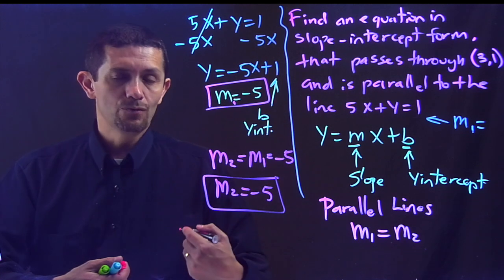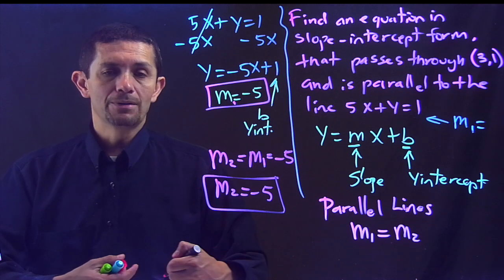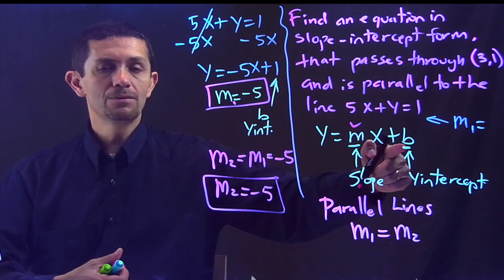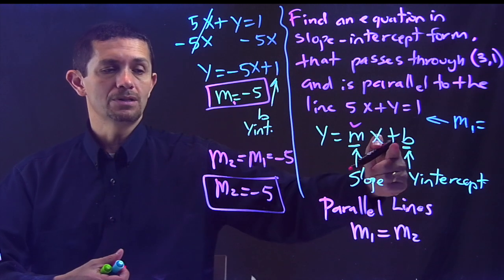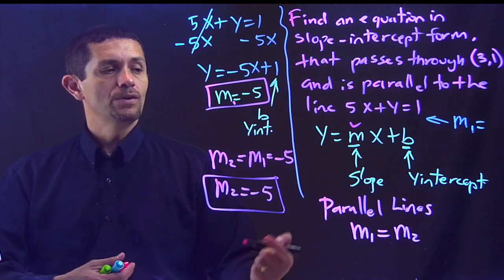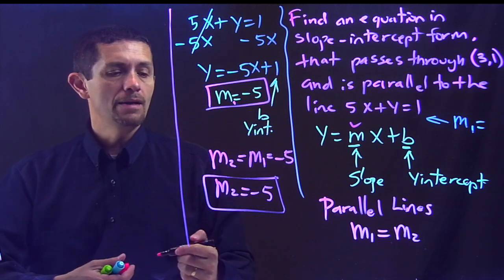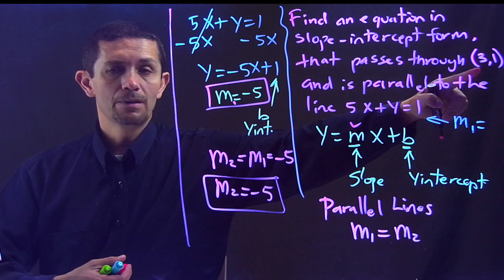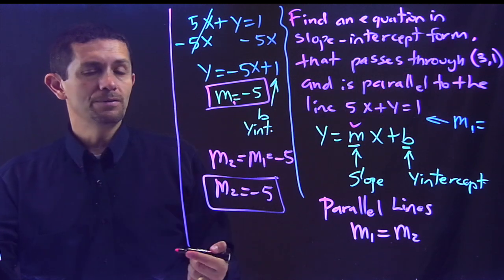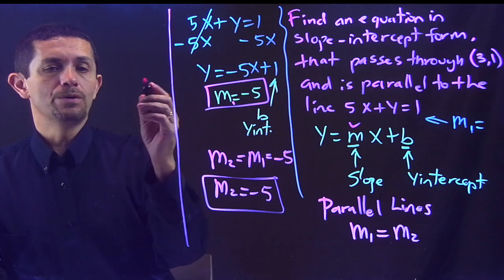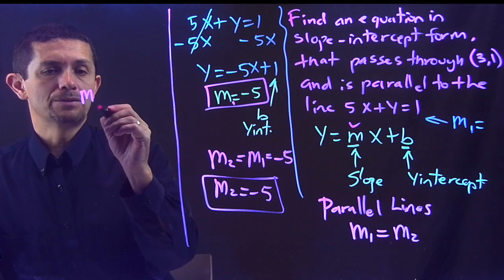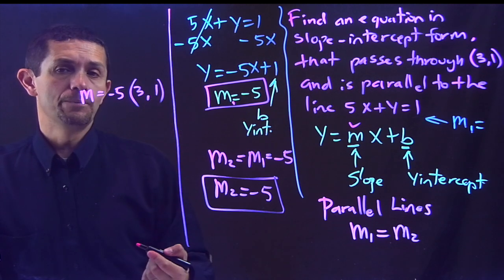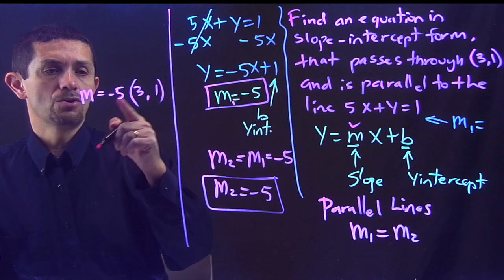So now I have my slope. Finally, I have some information for my problem. Check mark over here. What am I missing? I'm missing the y-intercept. How do I find the y-intercept? To find the y-intercept, I need to have my slope and I need to have a point. Are they giving me a point? Yes, they are. So I have my slope, which is negative 5, and a point, which is (3, 1).